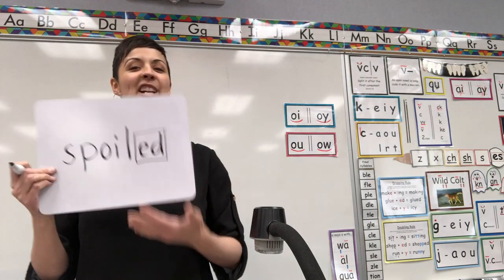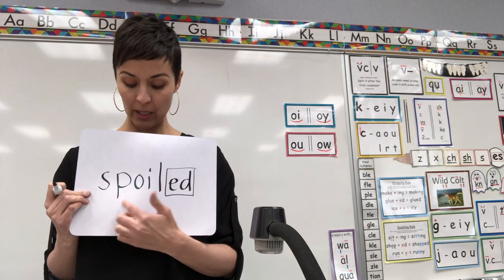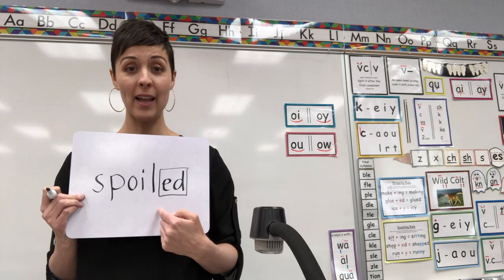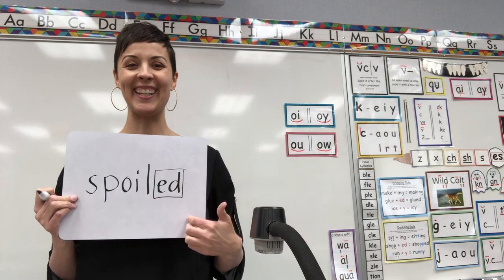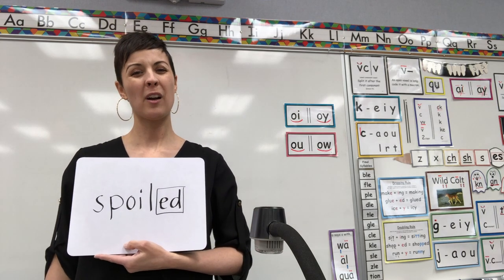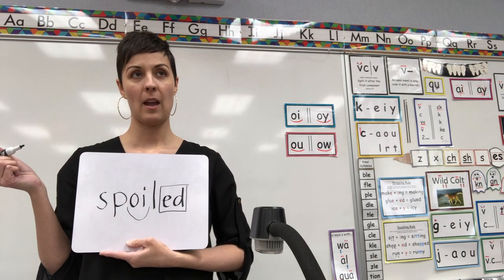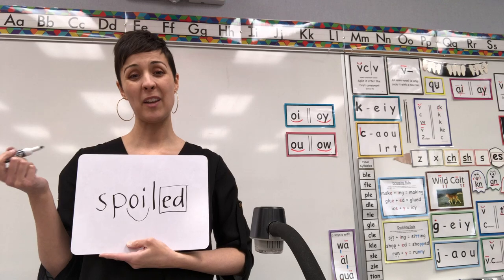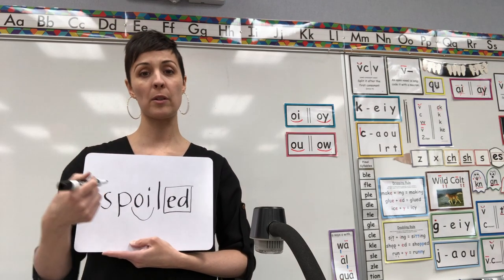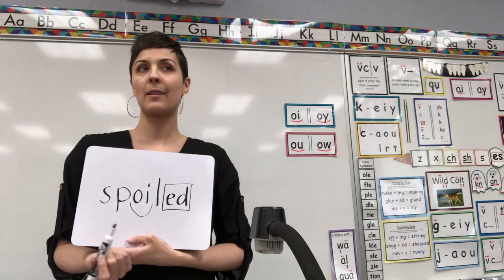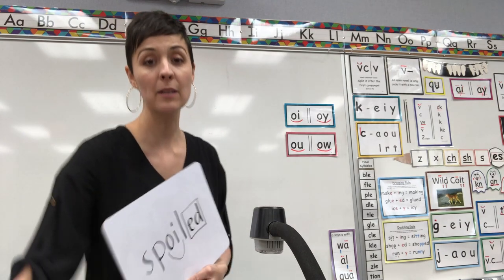Okay, here we go. Spoiled should be S-P-O-I-L and a suffix E-D. You got it. I forgot to code my diphthong O-I says oi. And actually, guess what? I'll make you a deal. If you don't want to code everything in these words, if you want to just code the diphthongs, that would be totally fine. Erase, erase.